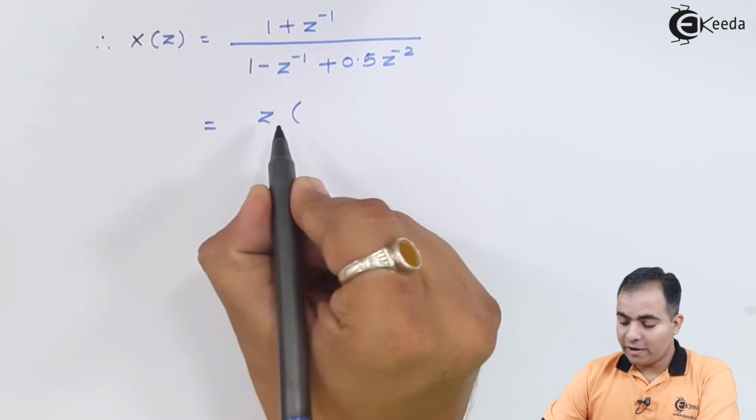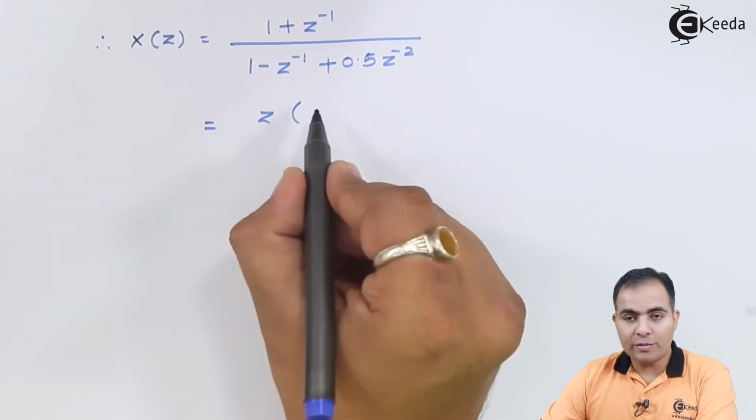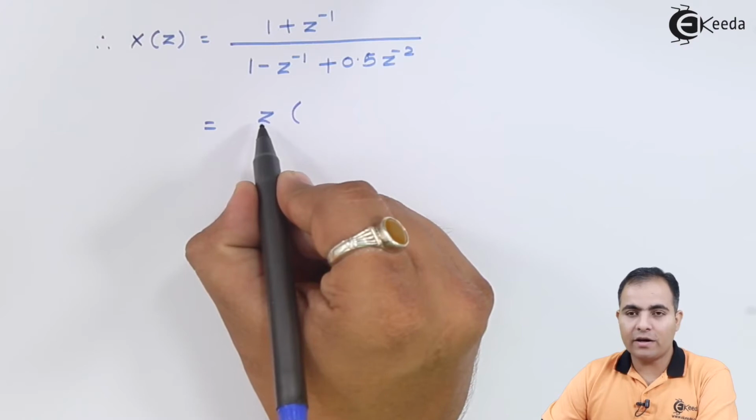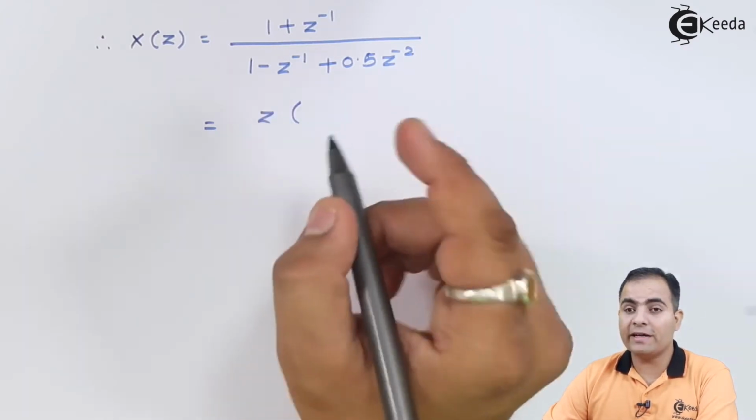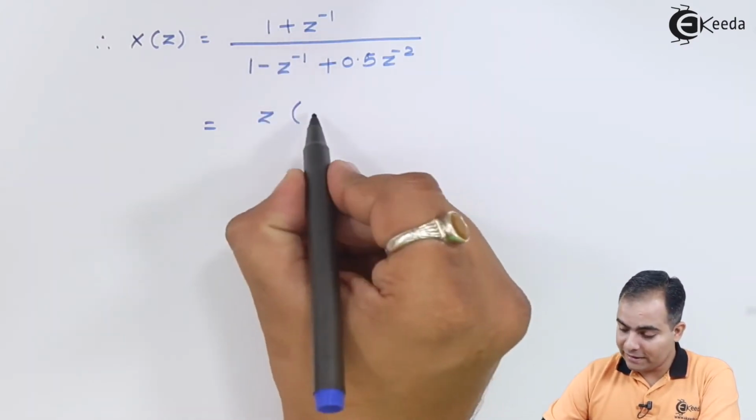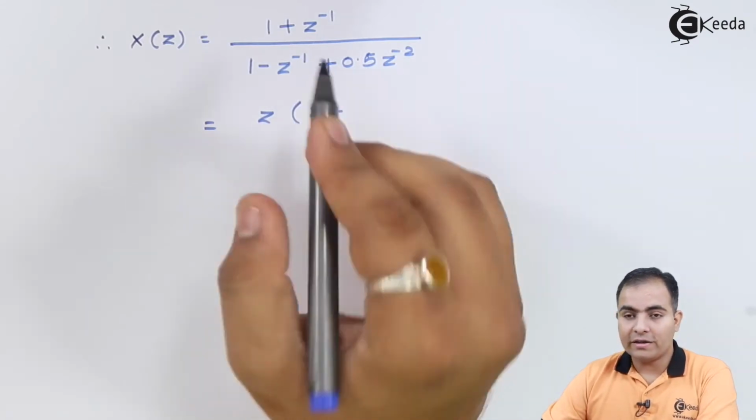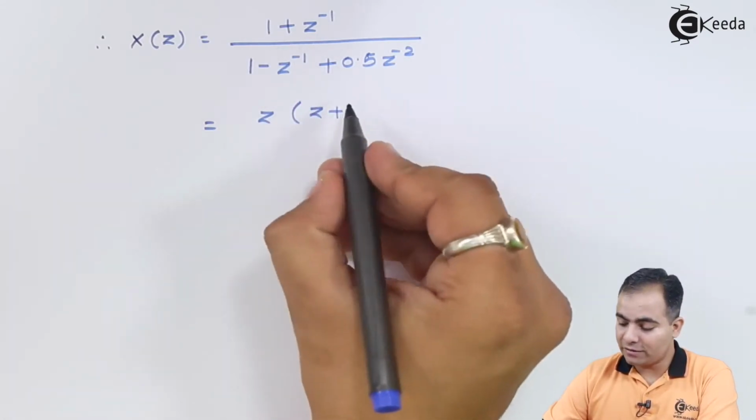So first of all, I'm going to split z in two parts for the numerator. The first z I will keep outside the bracket, and the second z I will multiply inside the bracket. So 1 into z is z, but z into z inverse is 1.